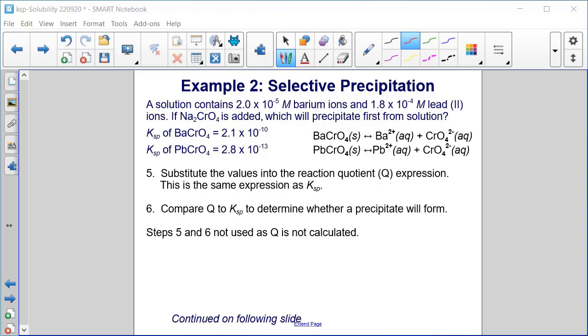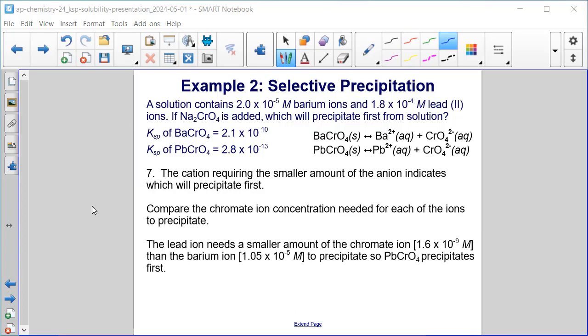And the reason that we did that is because we used our given KSP values to calculate it. And we know that KSP is equal to Q at equilibrium when the solution is fully saturated, and that adding any more than that, the compound will begin precipitating out. All right, so let's finally answer the question here. So in step 7, the cation that requires the smaller amount of the anion indicates which one will precipitate first, right? We're told if we add X amount of barium and X amount of lead, which precipitate will we see first, the barium chromate or the lead chromate?